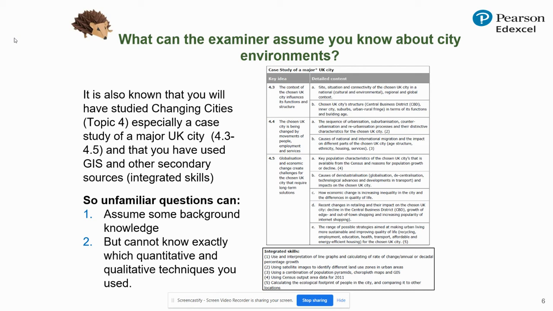It's also known that you'll have studied the Change in Cities Topic 4 unit. So unfamiliar questions can assume some background knowledge about towns and cities within the UK, but cannot know exactly which quantitative and qualitative techniques you used.